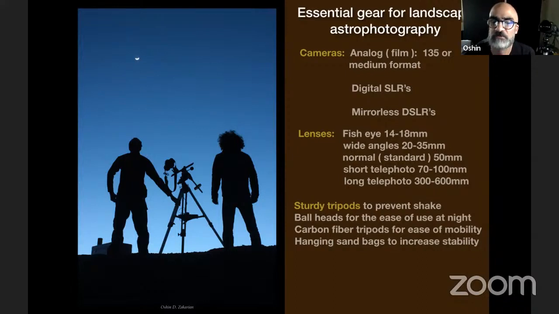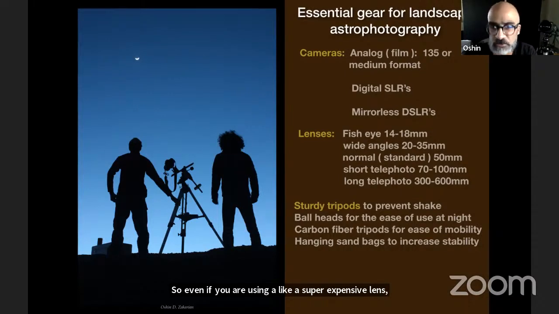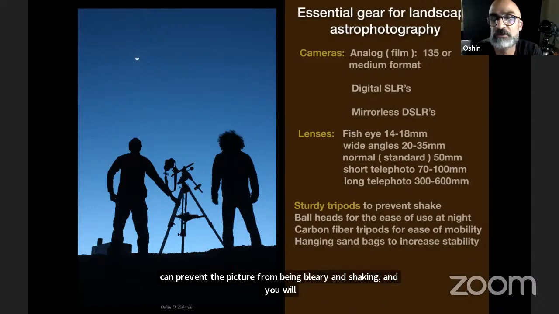Even if you are using a super expensive lens or camera, if you don't have a very good tripod, you won't get very good pictures. So having a very good tripod is very, very important, because it will prevent the picture from being blurry and shaky, and you will create very sharp pictures during your astrophotography session.